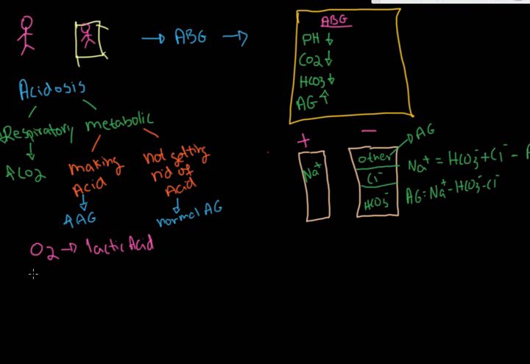Another cause could be that you're diabetic. If you're diabetic and you get too little insulin, especially in diabetes mellitus type 1, your body will think that you don't have any glucose, okay? And when you don't have any glucose, the body will start breaking down a lot of fat.